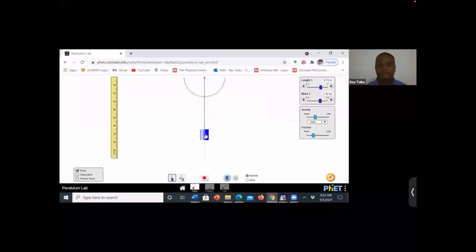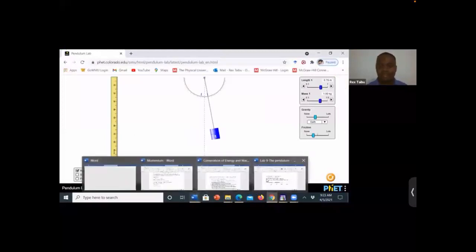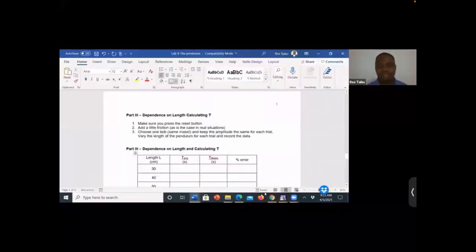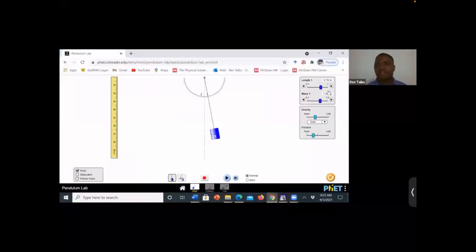I can displace it like 10 here. Oh, I have to pause it. So 10 is right there. Then I have to start from 30 centimeters, and then I collect my data. Let's make the length 30 centimeters, which is 0.3 meters. So everything is set. I have added a little friction, I'm using the same mass of 1 kilogram, and the angle here is 10 degrees.